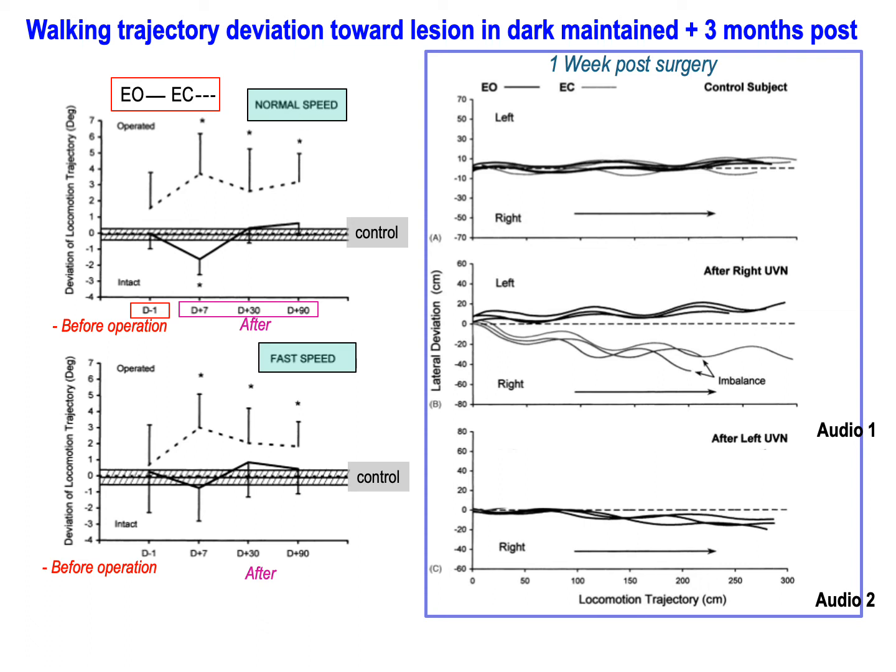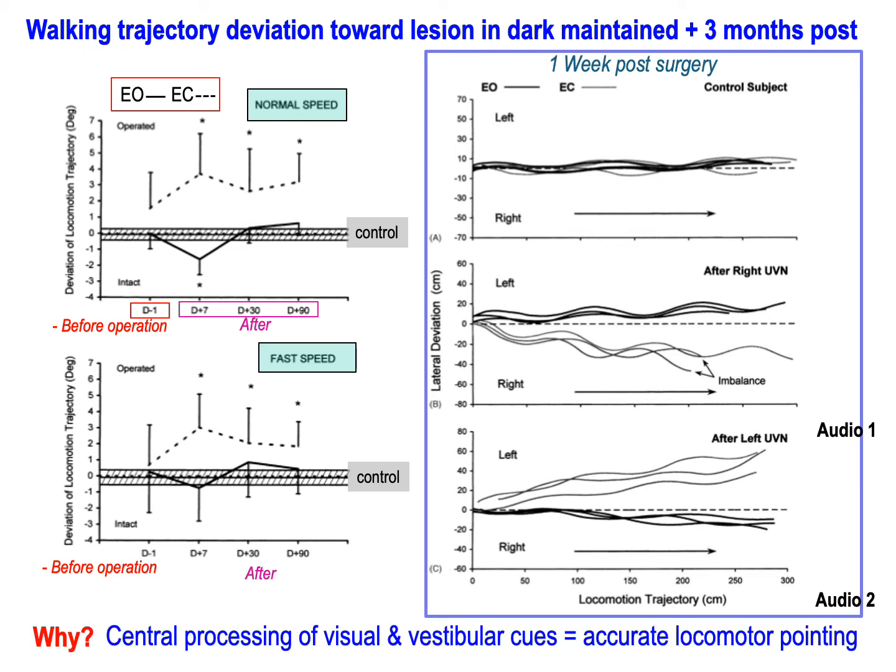And the same thing was actually true for individuals who had their left vestibular system obliterated. So they're walking slightly to the right, those individuals. And when vision was absent, they're moving now towards the operated side. And again, we talked about the mechanisms as to why. If you recall, one of the tasks that the patients had to do was they had to walk. That might be, but it's primarily due to the fact that it's the central processing of visual and vestibular cues, and that really messes up their accurate locomotor pointing.